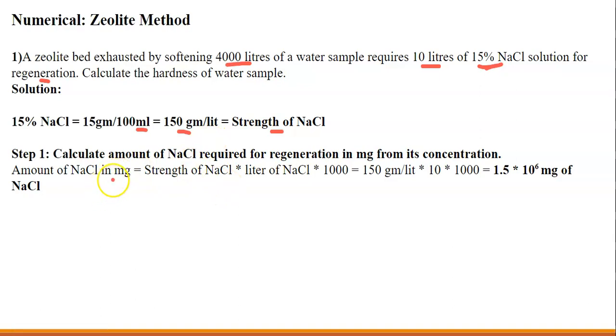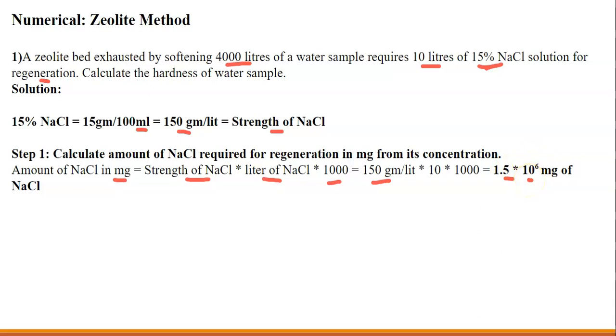So amount of NaCl in milligram we want. It will be equal to the strength of NaCl into the liter of NaCl, which is the volume of NaCl, into 1000. So we will just substitute the values. The strength of NaCl which we have just calculated, it is 150 gram per liter, into volume of NaCl which is given in the question, it is 10 liters, into 1000. When you multiply this, you get the amount of NaCl in mg, which is 1.5 into 10 raised to 6 mg of NaCl. Now we have got the amount of NaCl in mg.